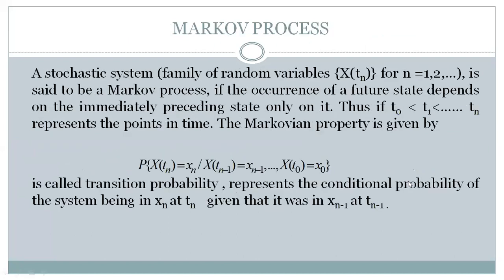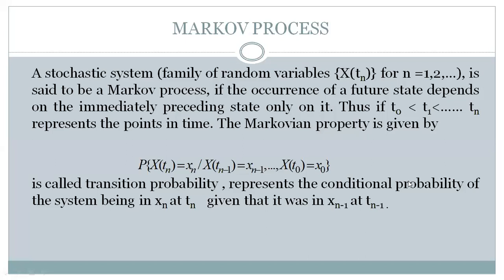A Markov process, a stochastic system, is a family of random variables X(t) for n equal to 1, 2 and so on. It is said to be a Markov process if the occurrence of a future state depends on the immediately preceding state. Thus, if t0 less than t1 less than so on tn represents the points in time, the Markovian property is given by the probability of X(tn) equal to xn, given X(tn-1) equal to xn-1 and X(t0) equal to x0. That is, the probability of the current situation depends upon the preceding one, not on the past data.